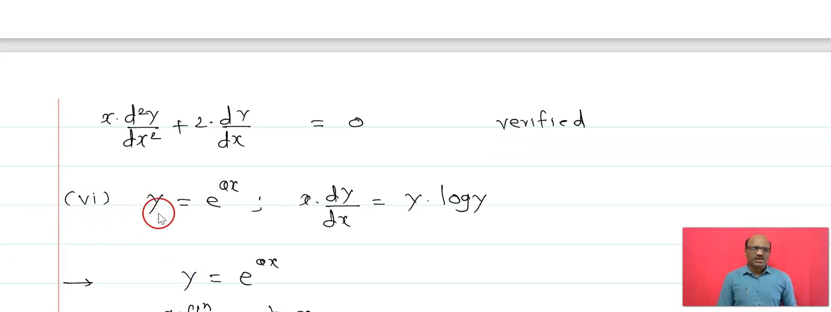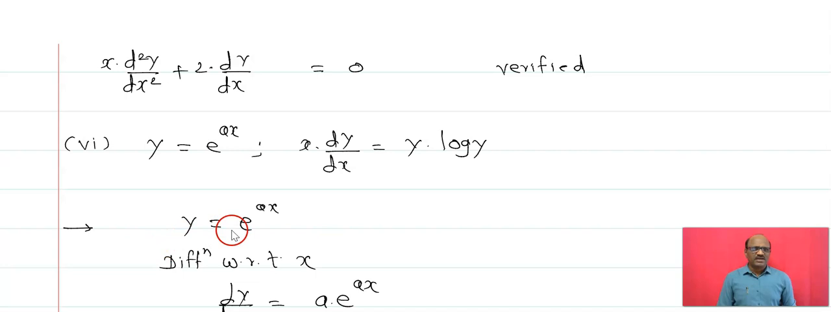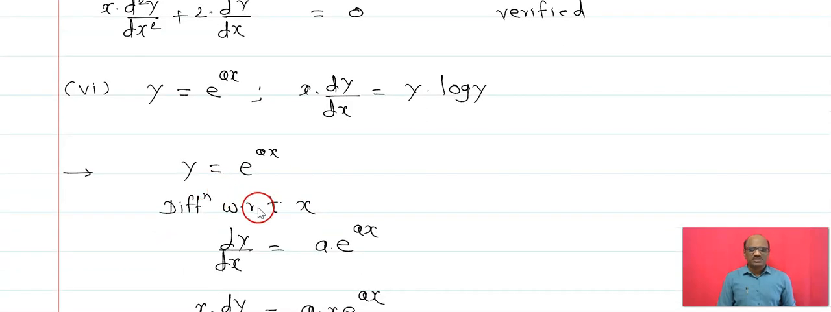Now the next solution, y is equal to a e raised to x. And what's the differential equation? x into dy by dx is equal to y log y. Now the solution y is equal to a e raised to x. Differentiate this with respect to x. The derivative of y, that is dy by dx, is equal to a into e raised to x.